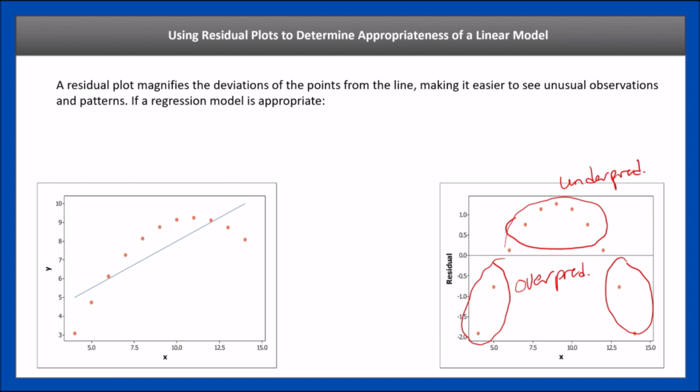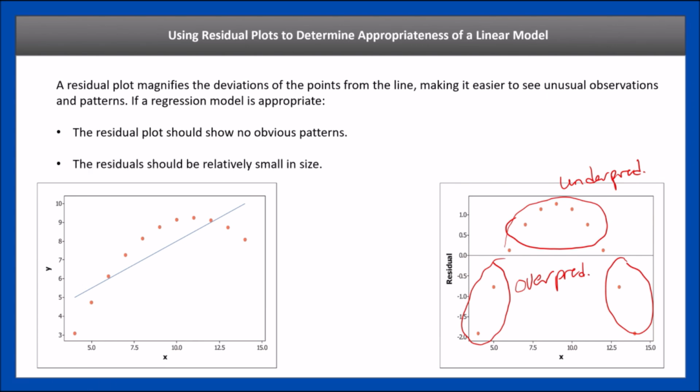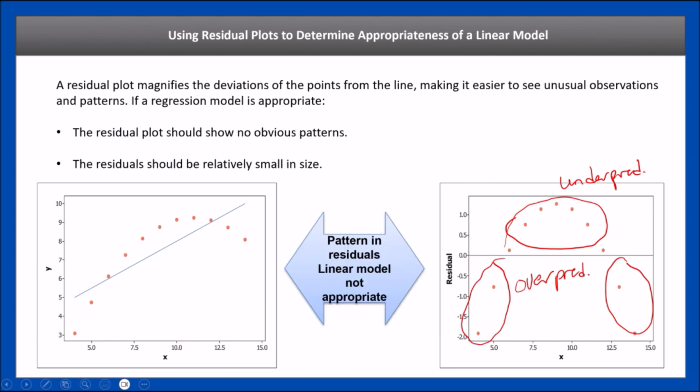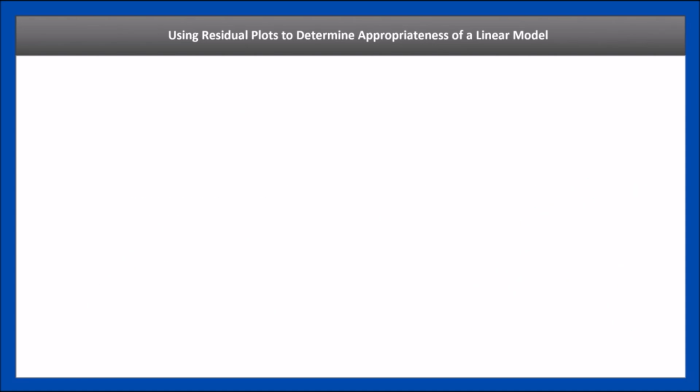It's very pattern based. If you see patterns in the residuals, that indicates that the regression line or the linear model that you're trying to test is inappropriate. So the residual plot should show no obvious patterns, and the residuals should also be pretty small. They shouldn't be large. So here, this is the patterns in residuals. We can see that there's a pattern, and therefore the linear model is not appropriate.